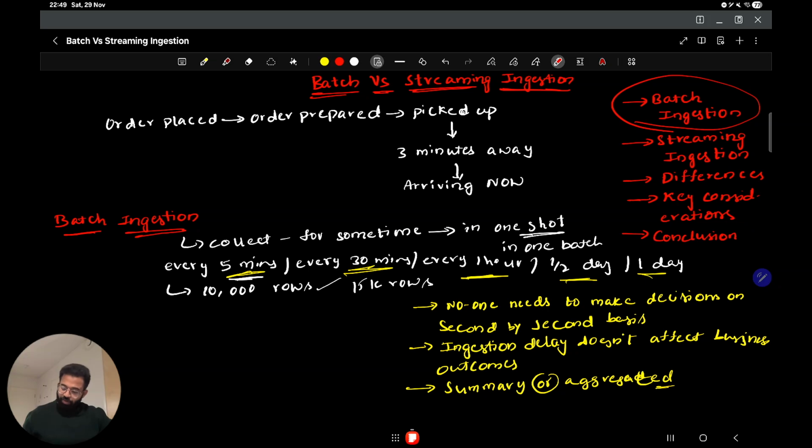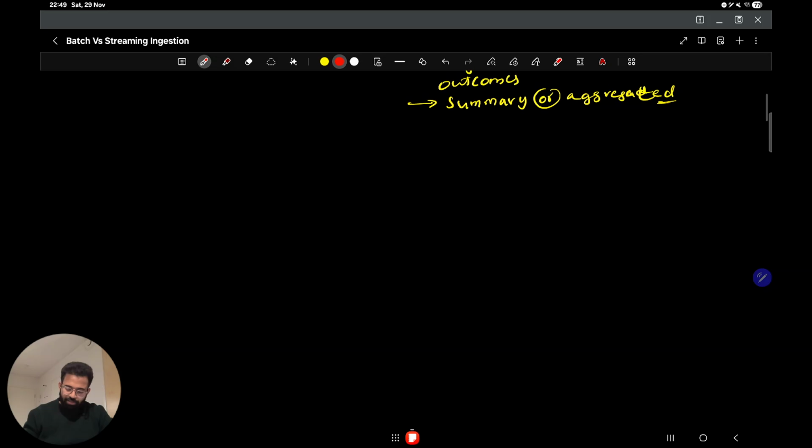If you are wondering what ingestion delay means, what happens is data will be created in the source, and then data will arrive in the data platform. The difference between these times, the platform arrival time minus source creation time, is called ingestion delay. I just want to clarify that before moving to streaming ingestion. So this is what batch ingestion is mainly about. Now let's talk about streaming ingestion.